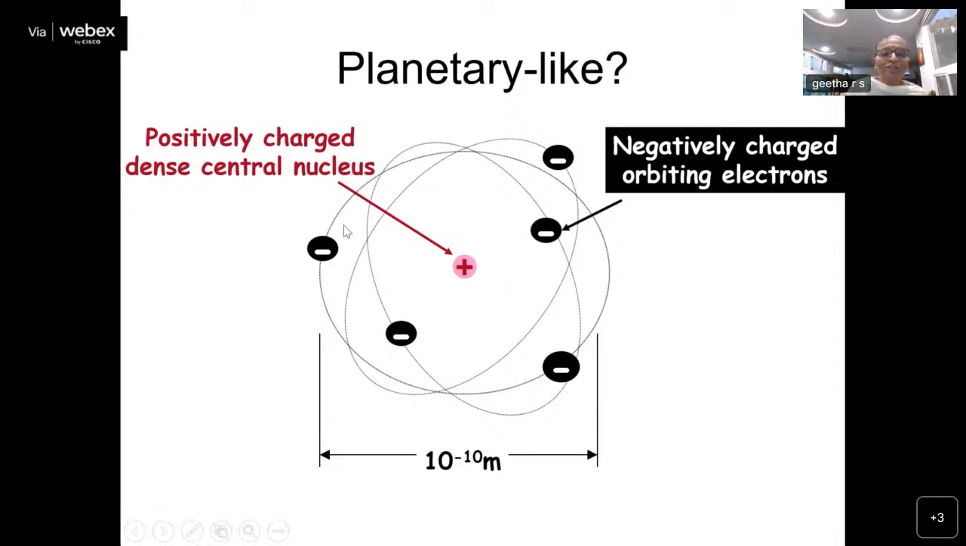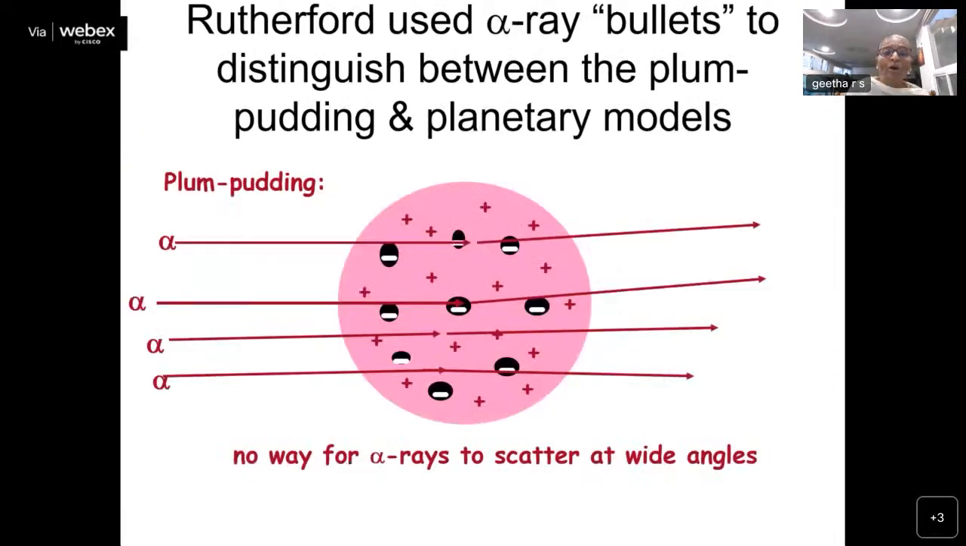So most of them, if it is empty space, will walk through. And if you imagine a positively charged dense central nucleus, very few of them would get scattered. So this was a possible model.